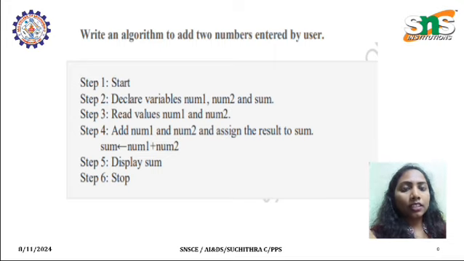You can see a small example: the algorithm to add two numbers entered by the user. First, we have to start the program. Then we have to declare two variables, num1 and num2. After that we want to add, so we give a variable as sum. Next we have to read the values num1 and num2. After that add num1 and num2 and assign the result to sum, that is sum = num1 + num2. Then step 5 is display sum. The sixth one is stop.